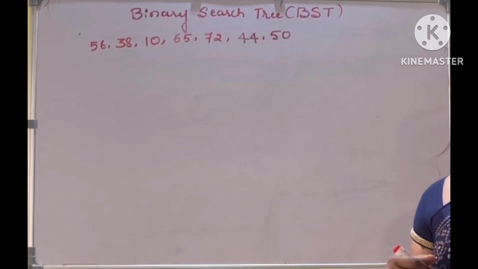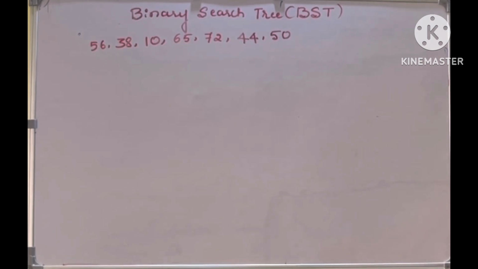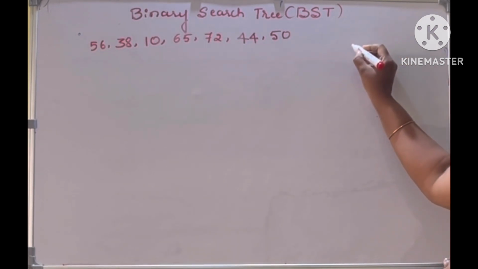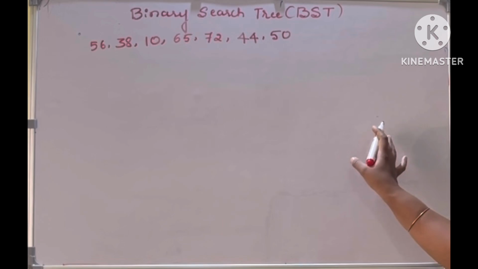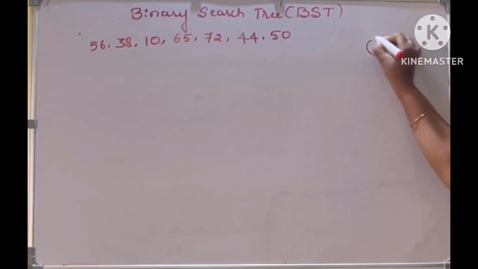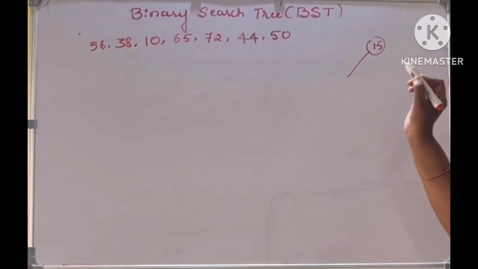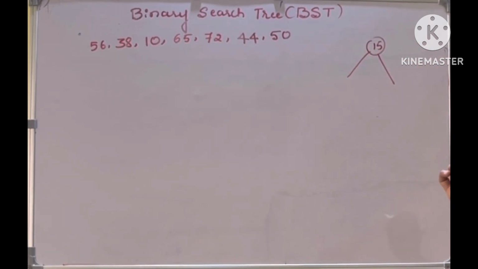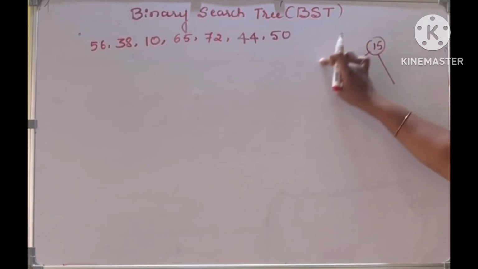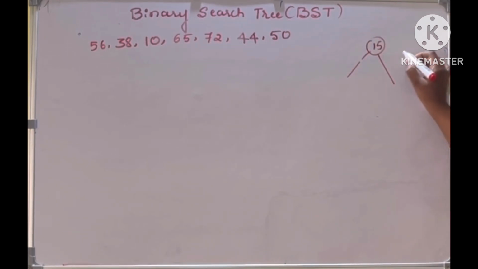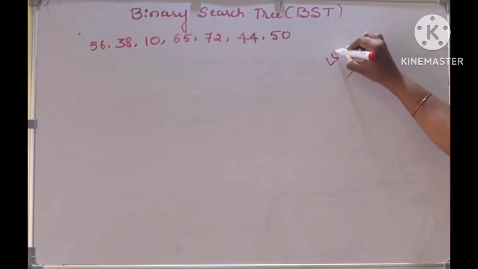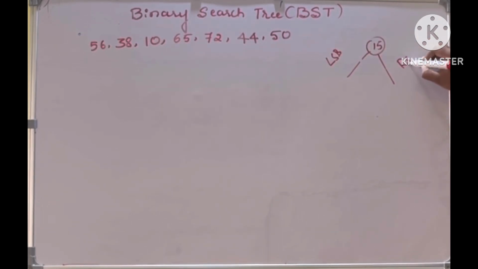BST is nothing but a set of rules. There should be a root node and child nodes. Assume there is a parent node, 15. The 15 is the parent node here. There should be a left subtree and a right subtree also. This part is called the left subtree, and this part is the right subtree.